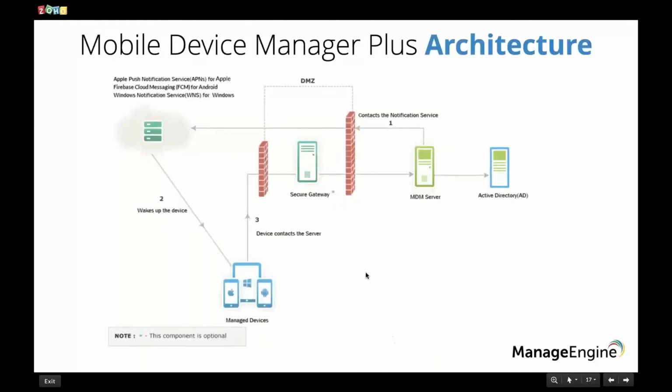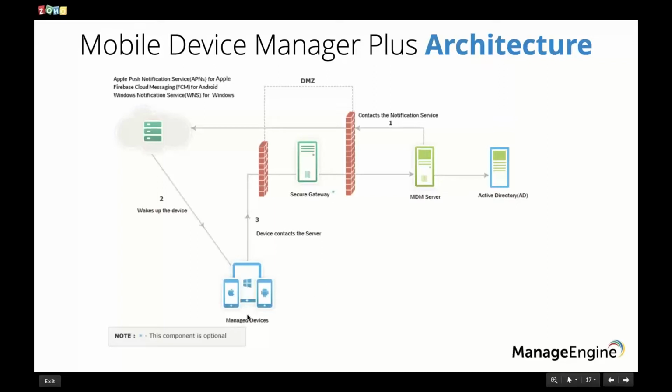Now it's time to take a look at the architecture. The Mobile Device Manager Plus architecture consists of three main components: the MDM server, the notification services, and the devices to be managed. The MDM server uses these notification services like APNS, FCM, and WNS to wake these devices. These devices then contact the MDM server for any information and tasks to be performed.